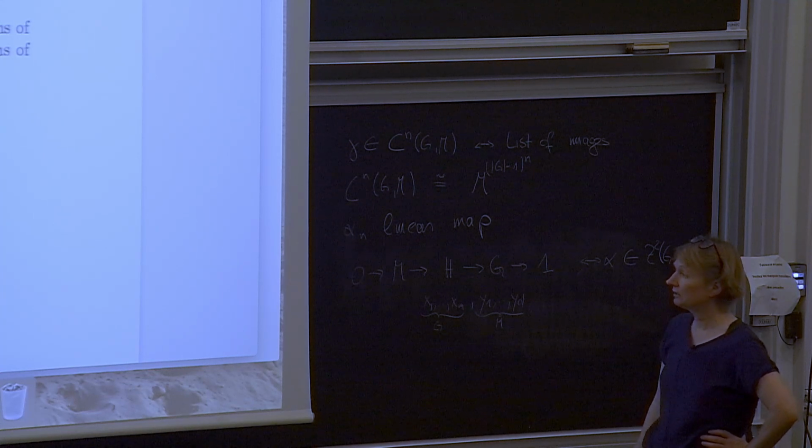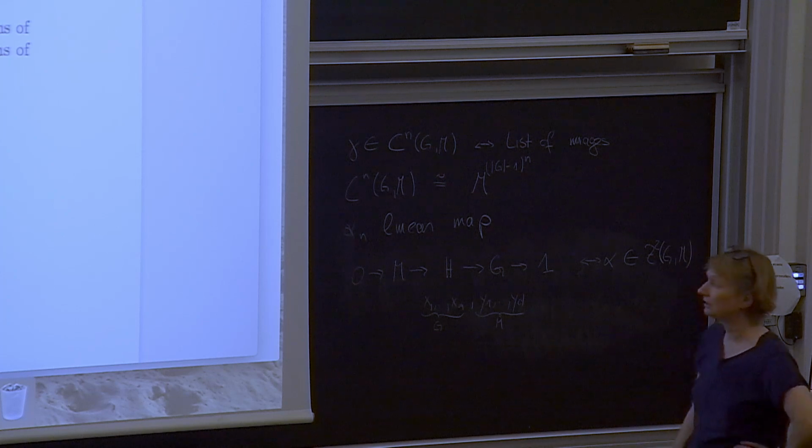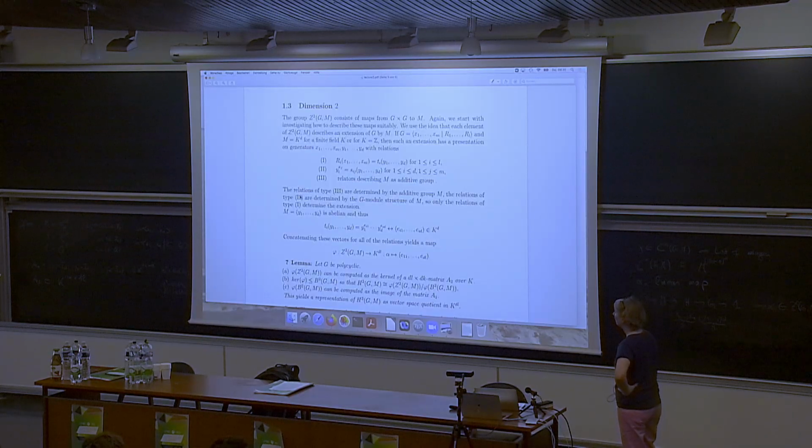Right, so this is all fairly technical, but there it is. Cohomology is a bit technical. So I've written it up on the slides, I think. Relations of type 3 and type 2 are independent of the cocycle. It's only type 1 that we need.